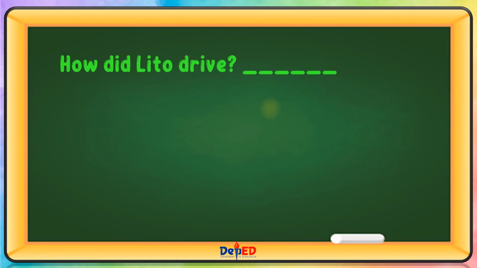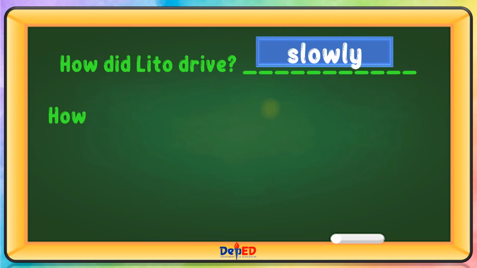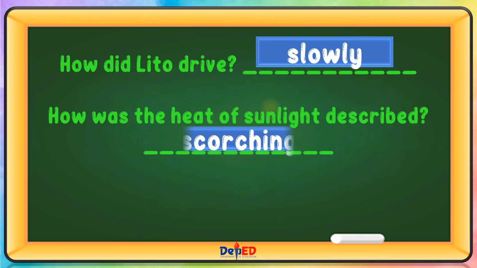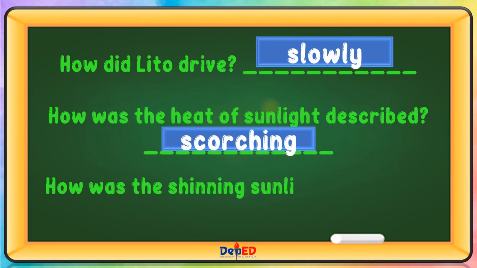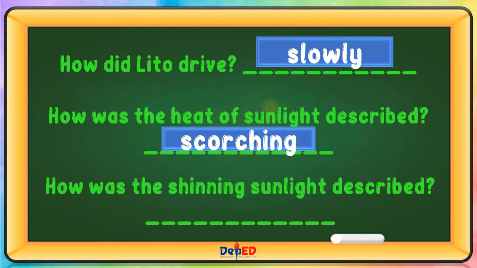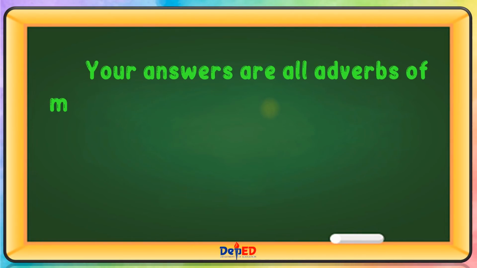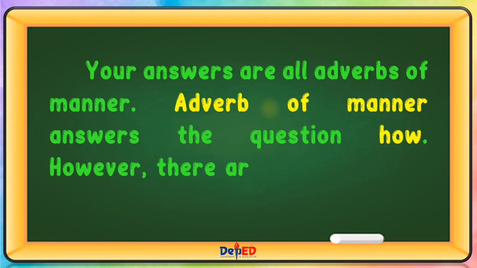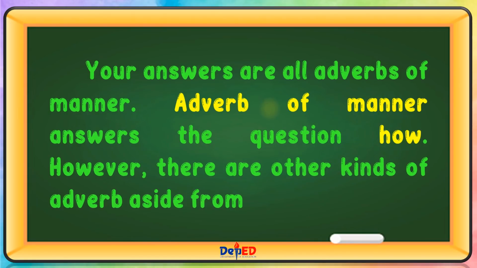How did Lito drive? Slowly. How was the heat of sunlight described? Scorching. How was the shining sunlight described? Brightly. Your answers are all adverbs of manner. Adverb of manner answers the question how. However, there are other kinds of adverb aside from this.